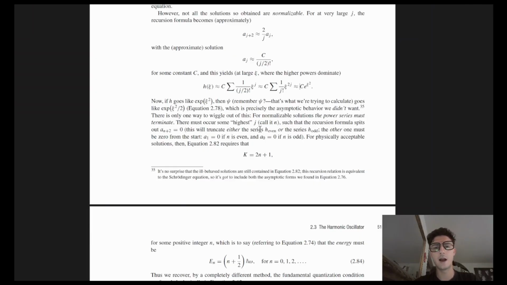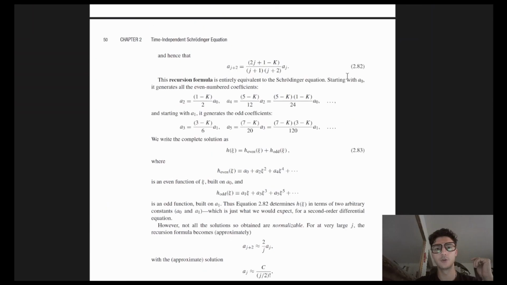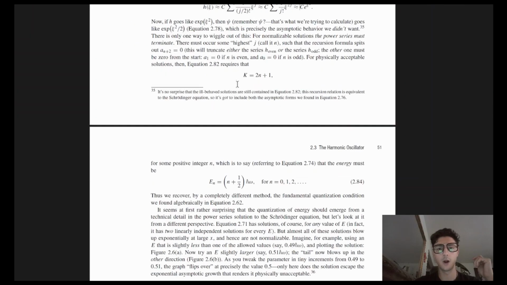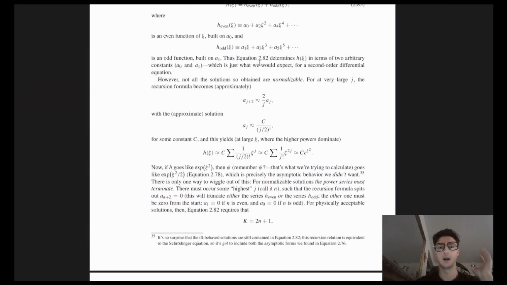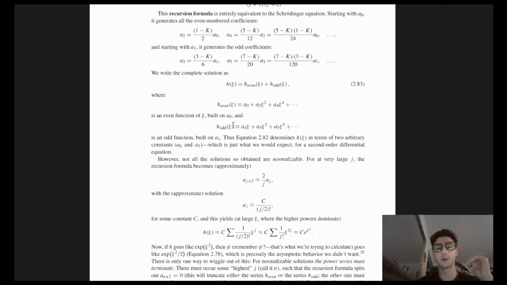There must occur some highest j, call it n, such that the recursion formula spits out a_{n+2} equals 0. This will truncate either the series h_even or the series h_odd. The other one must be 0 from the start: a1 equals 0 if n is even, or a0 is equal to 0 if n is odd. For physically acceptable solutions, then, equation 2.82, this one here, requires that K is equal to 2n plus 1.